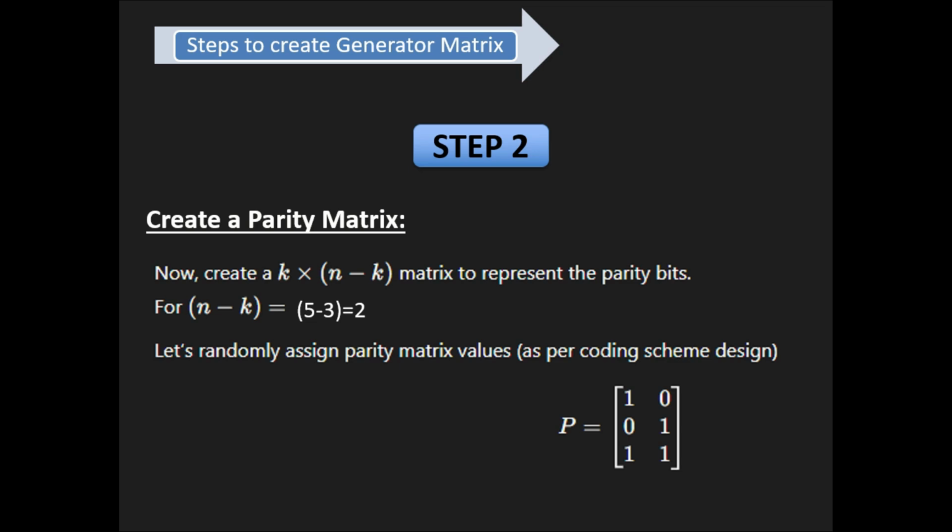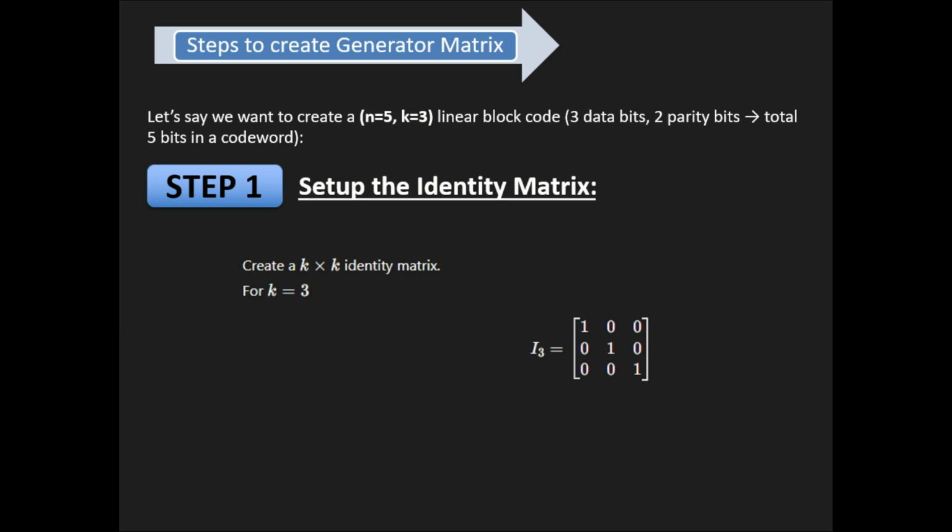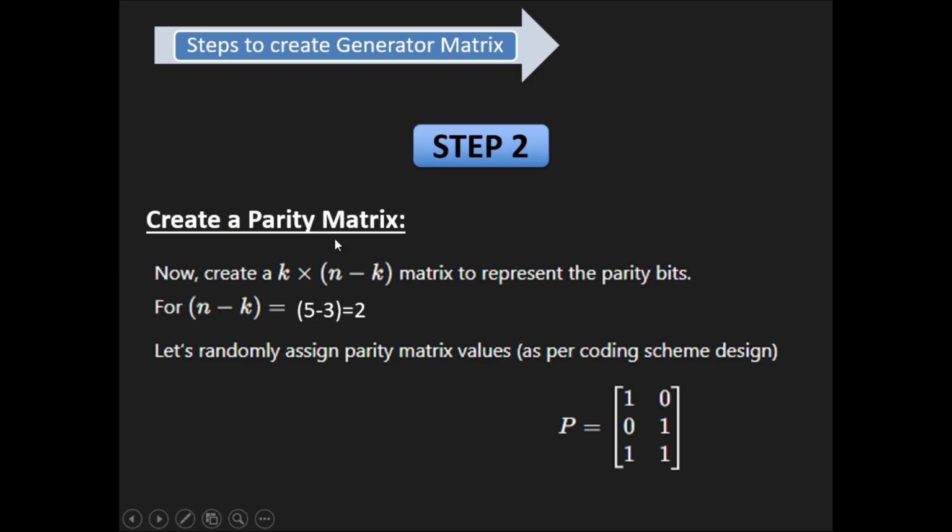Next, create a parity matrix, because we want to build the generator matrix from the identity matrix and the parity matrix. The parity matrix has size k cross n minus k. N minus k is 5 minus 3, which equals 2. So the n minus k columns represent the parity bits: 2 parity bits in the code word.